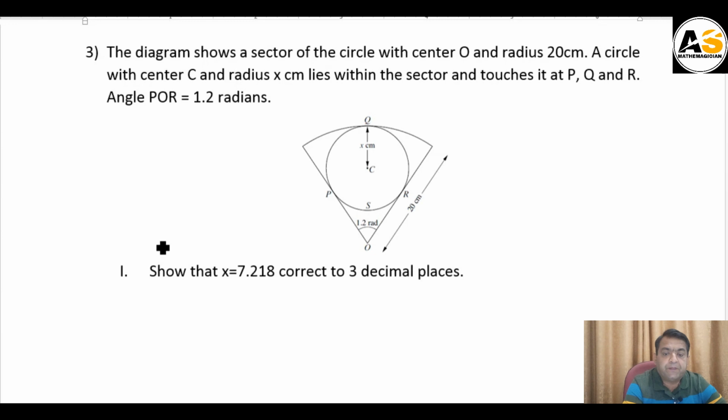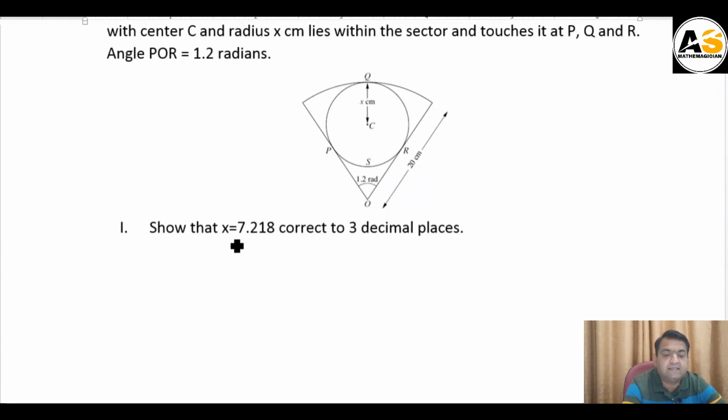Question number 3. The diagram shows a sector of a circle with center O and radius 20 centimeter. A circle with center C and radius x centimeter lies within this sector. This radius is x, this is the center, and it touches this sector at P, Q and R. Angle POR is 1.2 radian. First of all, we have to show that this radius x is equal to 7.218.